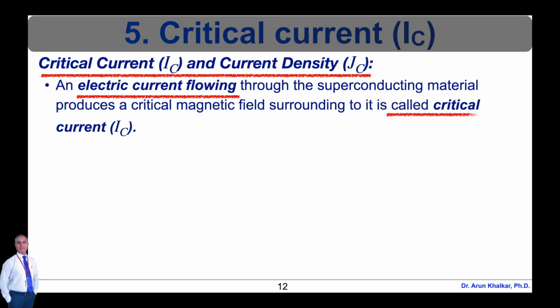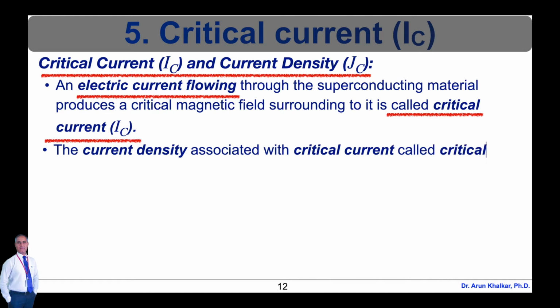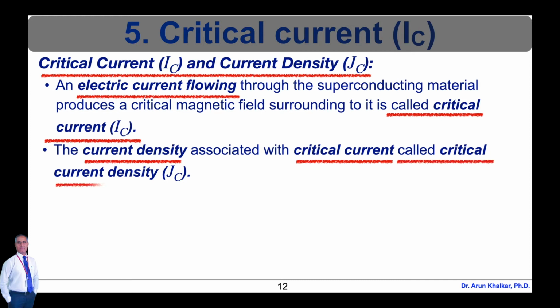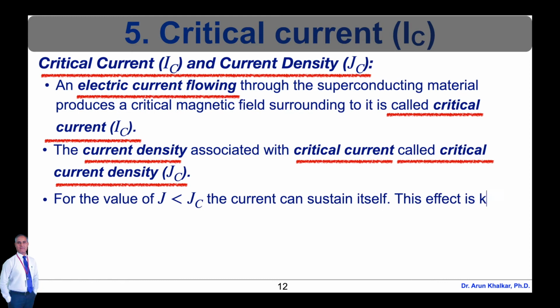Thus, it is important to have current flowing through the superconductor below a certain critical value Ic, which is associated with the critical magnetic field Hc. Current density is defined as current per unit area. The current density associated with critical current is called critical current density, that is Jc. It is the maximum current density at which the superconductivity disappears. For J less than Jc, the current can sustain itself.